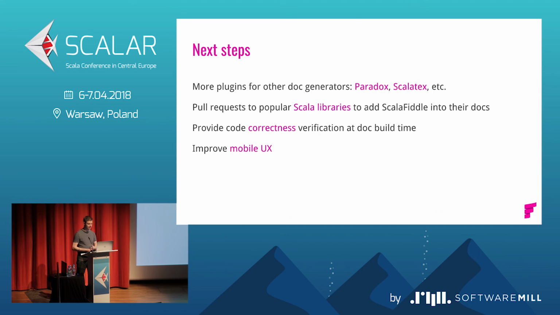One other option I've been thinking about is providing this kind of code correctness verification at documentation build time. So now a lot of people are using this tut plugin to do compilation when they are building the documentation, to make sure that the documentation code examples are actually something that builds, but it's really slow. So using ScalaFiddle would make that process a lot faster. Of course, you are still limited to using it on libraries that actually run on ScalaFiddle.